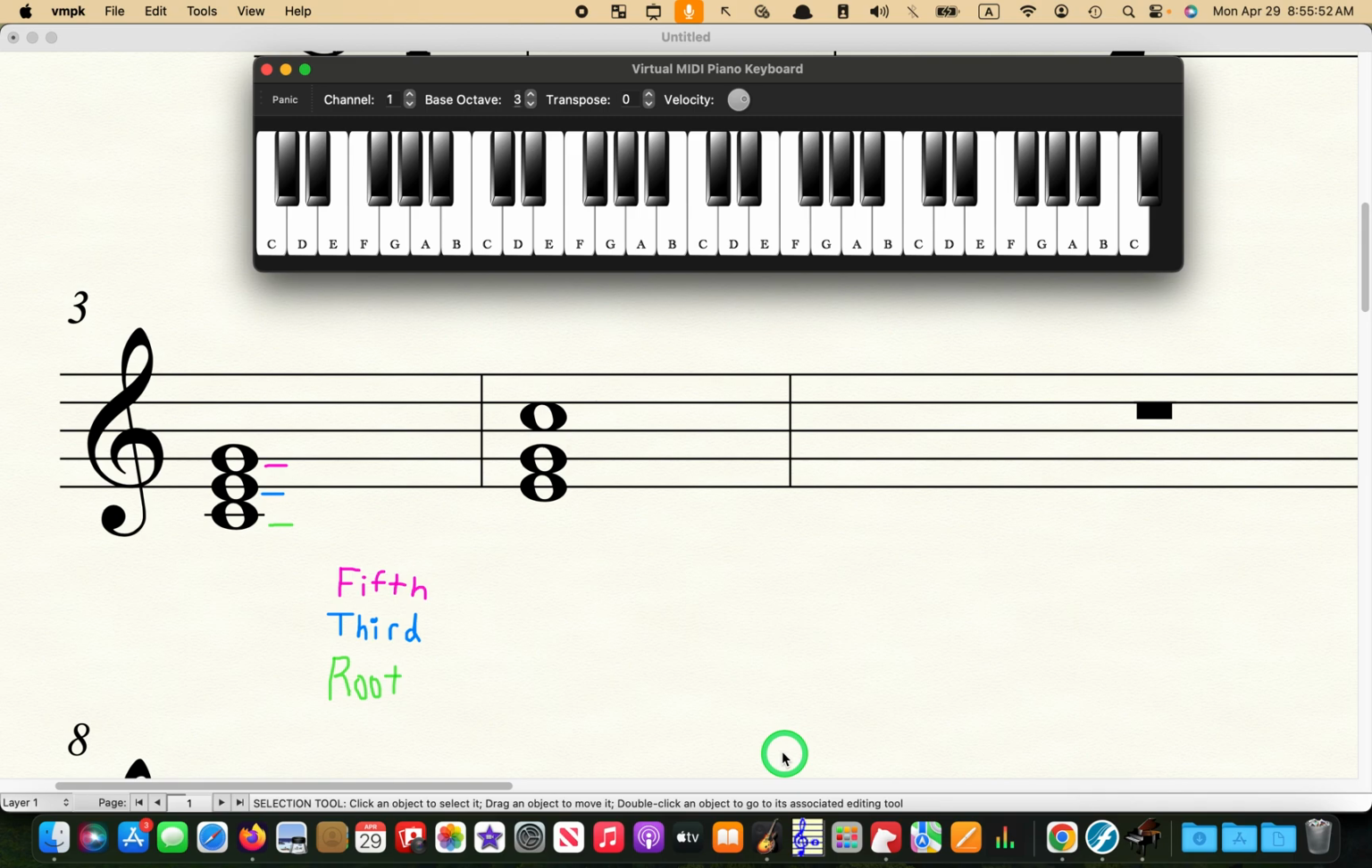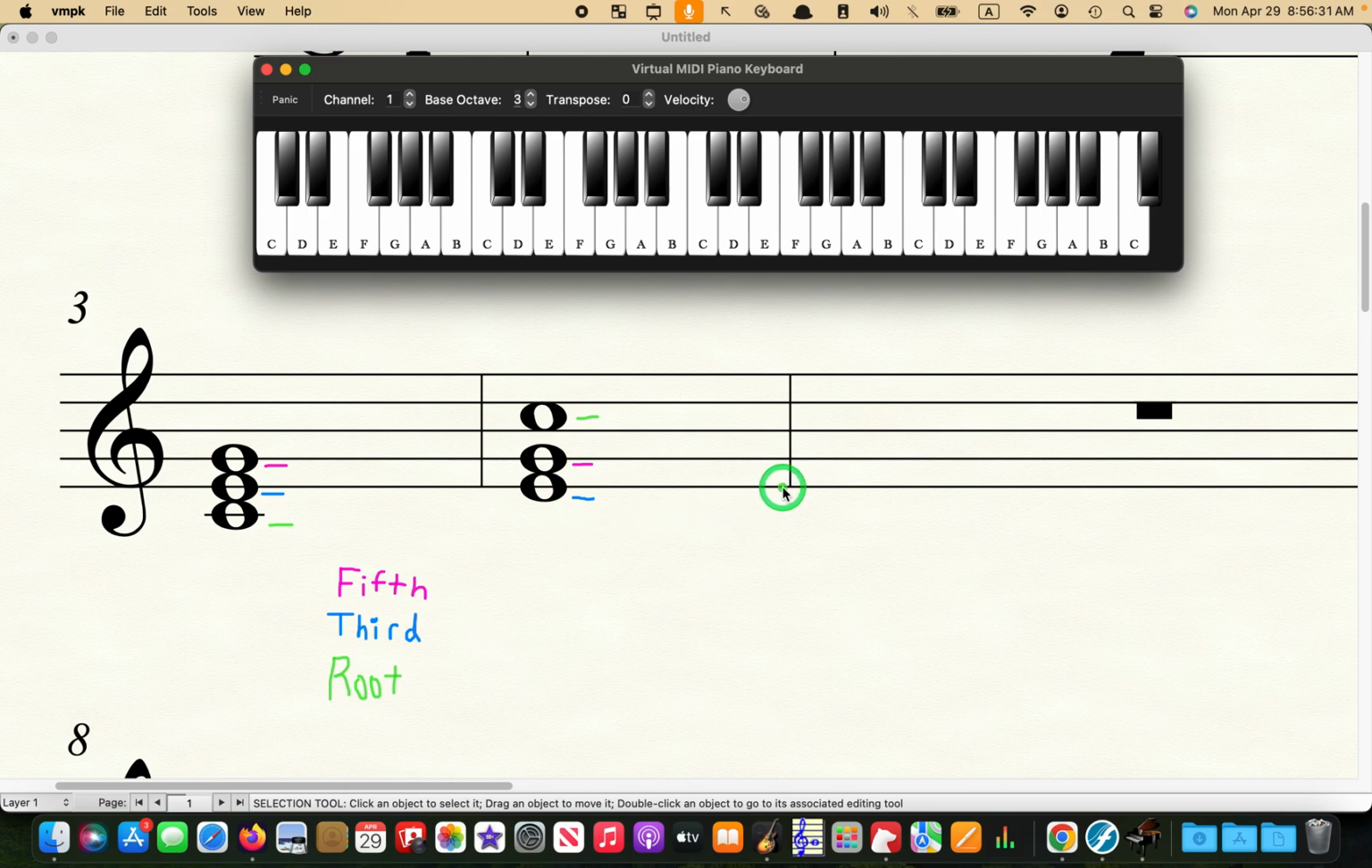Let me just take a quick moment to highlight each of these. So we've got the third on the bottom now, with the fifth above that, and then the root note is above our fifth. So you can see the position has changed, but the notes remain the same. We have the third, fifth, and root. If the third is in the lowest spot, that is first inversion.